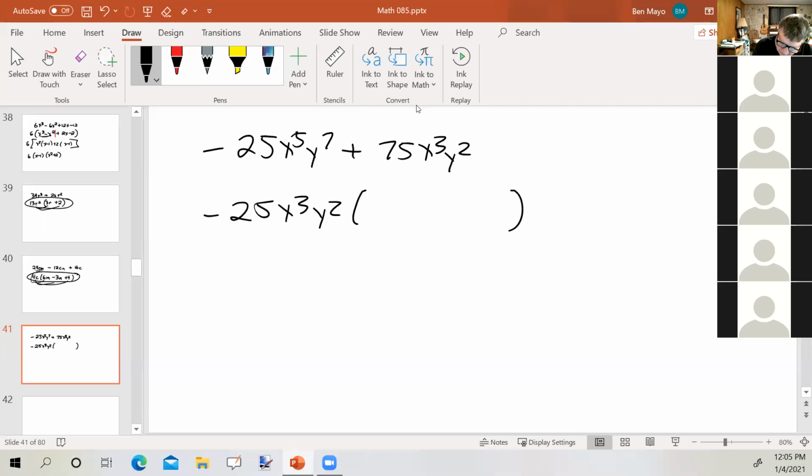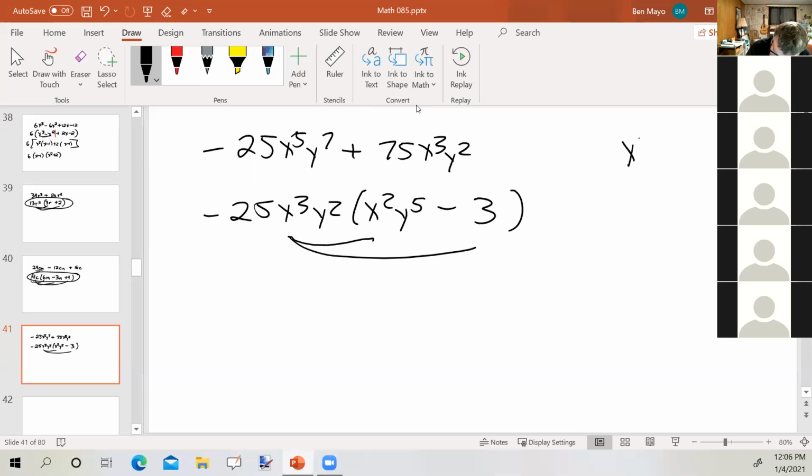Left over, I'm going to have x squared y to the 5th minus 3. Let's see, that's going to give me negative 25 x to the 5th y to the 7th plus 75 x cubed y squared, right? Questions there?